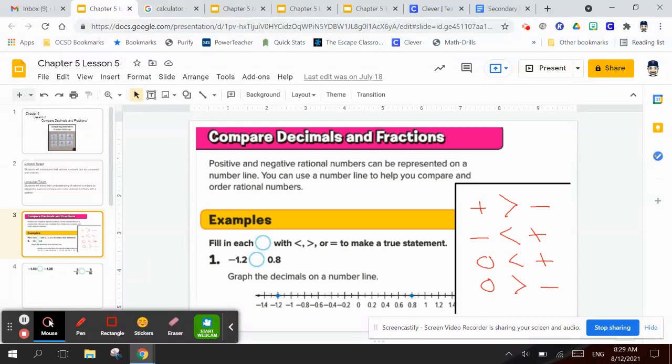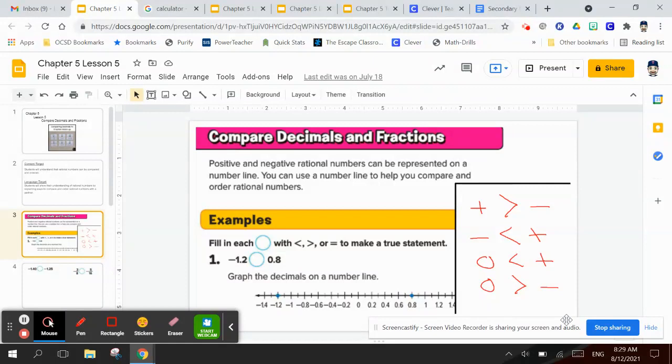Compare decimals and fractions. Positive and negative rational numbers can be represented on a number line. You can use a number line to help you compare and order rational numbers. So before we get into comparing, I want you to know a couple of things, and this is important, so I would write this down somewhere in your math notebook.